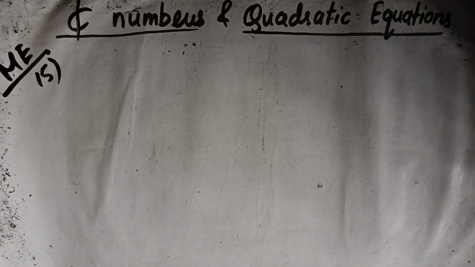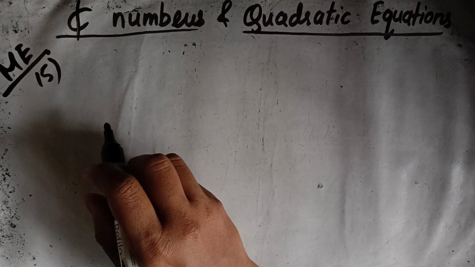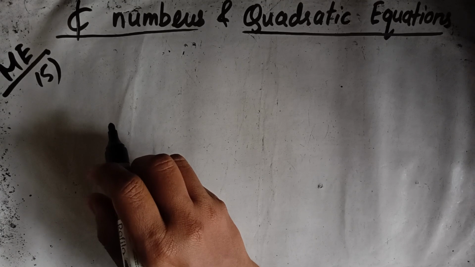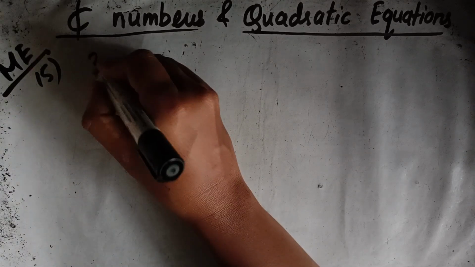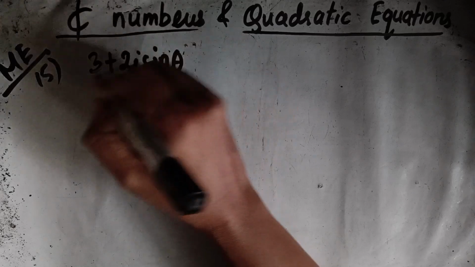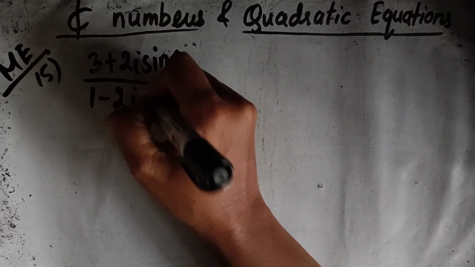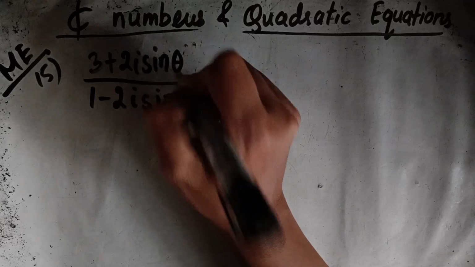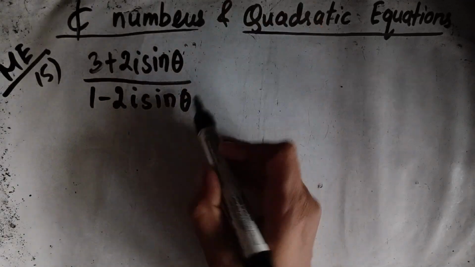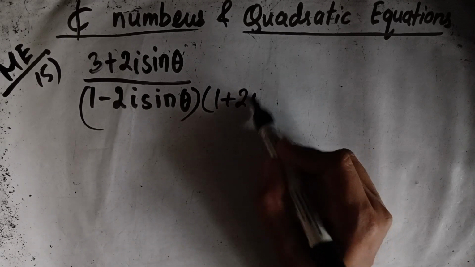Question 15. Find real theta such that (3 plus 2i sin theta) upon (1 minus 2i sin theta) is purely real. So we have to find the value of theta. First you have to write this in the form a plus ib, so multiply by its conjugate.